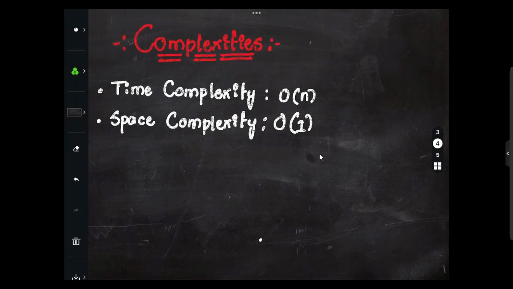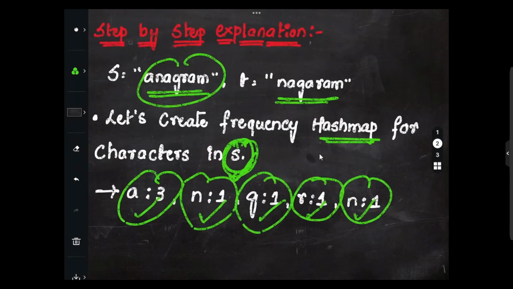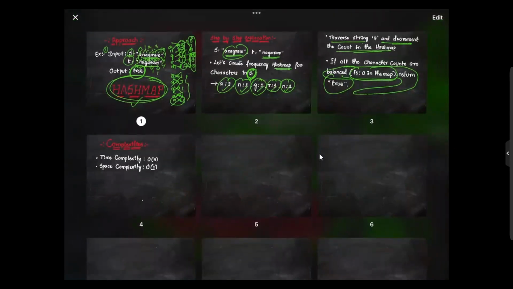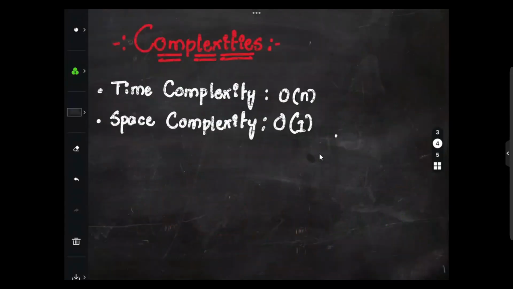So what will be the overall time complexity? The overall time complexity here will be big O of n. Why? We will be iterating over s and t exactly once. We will be iterating over both string s and string t exactly once, right? So n is nothing but the length of the string here. So overall time complexity will be quite obviously big O of n, right?